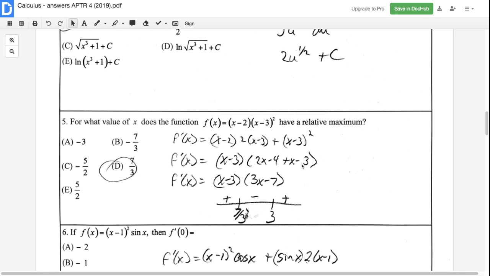And one of these is left. That's where the x minus 3 comes from. Put the x and the 2x together gives me 3x. The negative 3 and the negative 4 gives me negative 7. So I get an x value of 3. I get an x value of 7/3.